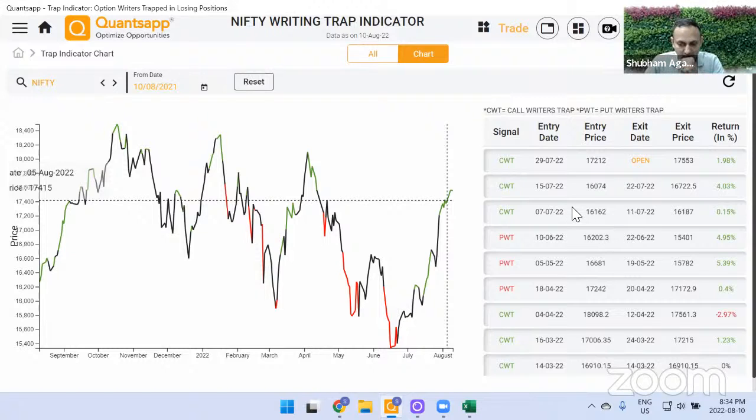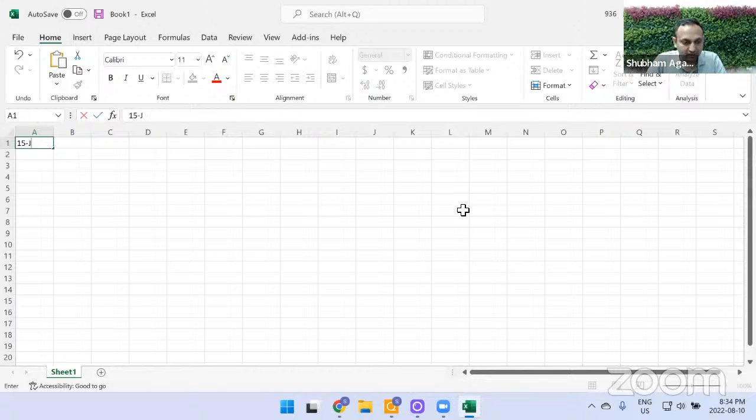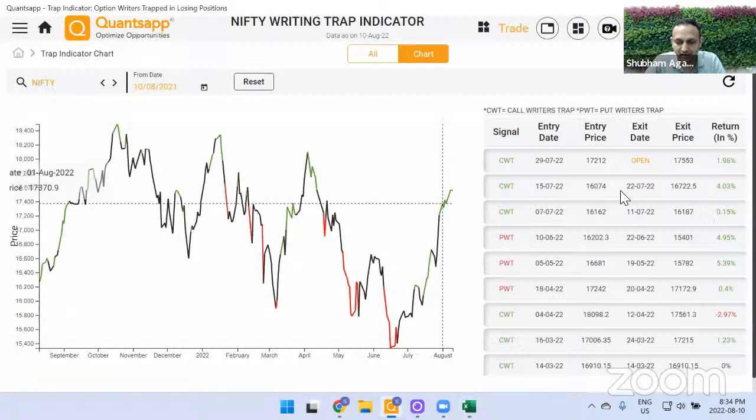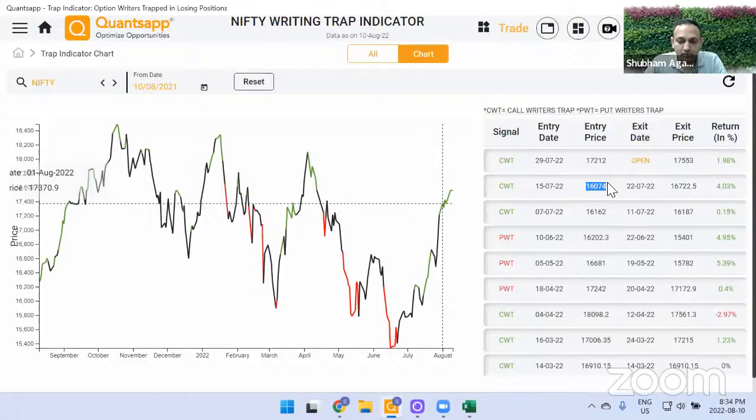So what we can do is take the previous signal that was there on Nifty, which was on 15th of July 2022, and the exit date was on 22nd of July 2022. Let me note this down on Excel. So 15th of July 22 was the entry date, and 22nd of July 22 was the exit date. If the entry came on 15 July 22, it means the entry came at the end of the day, when the market closed and the final bhav copy came, everything is done.